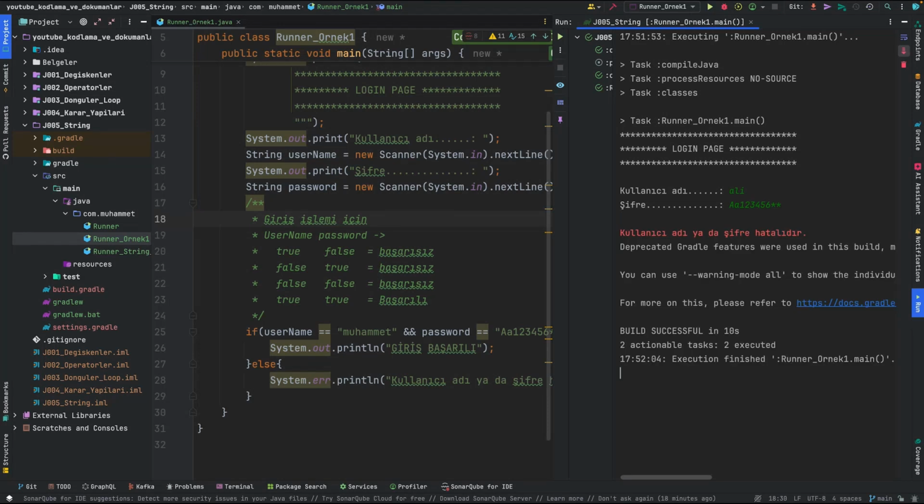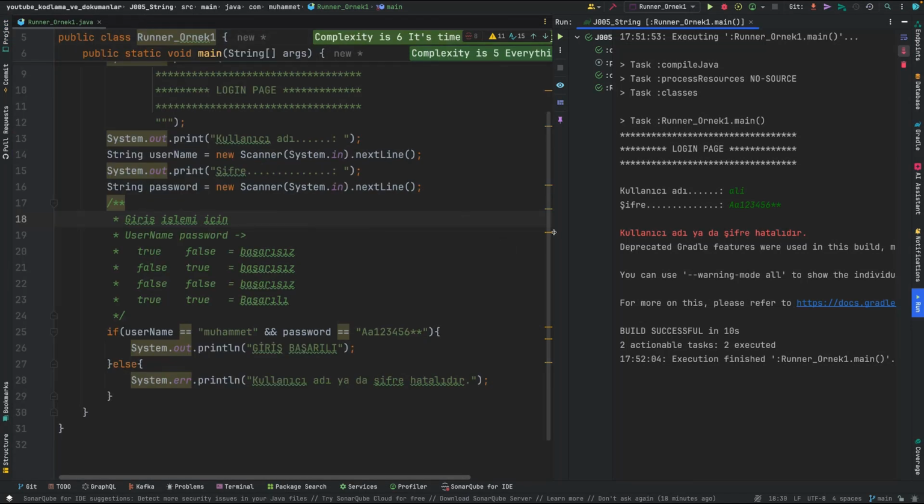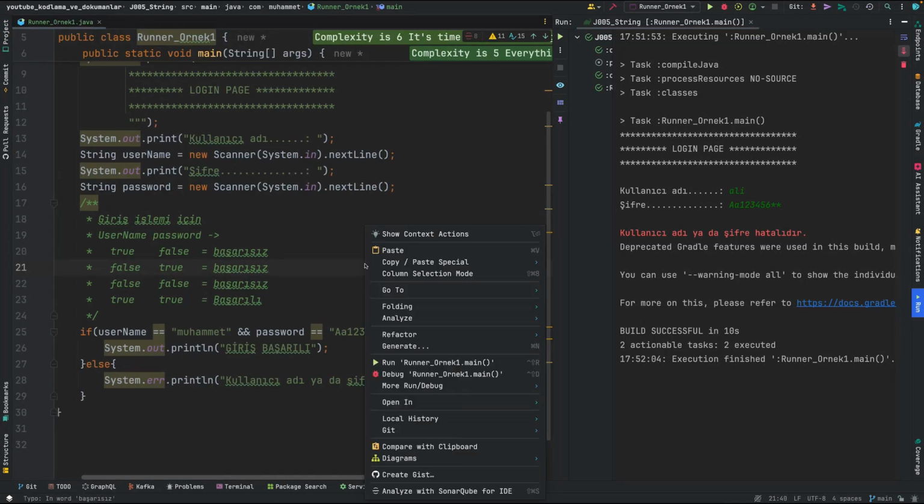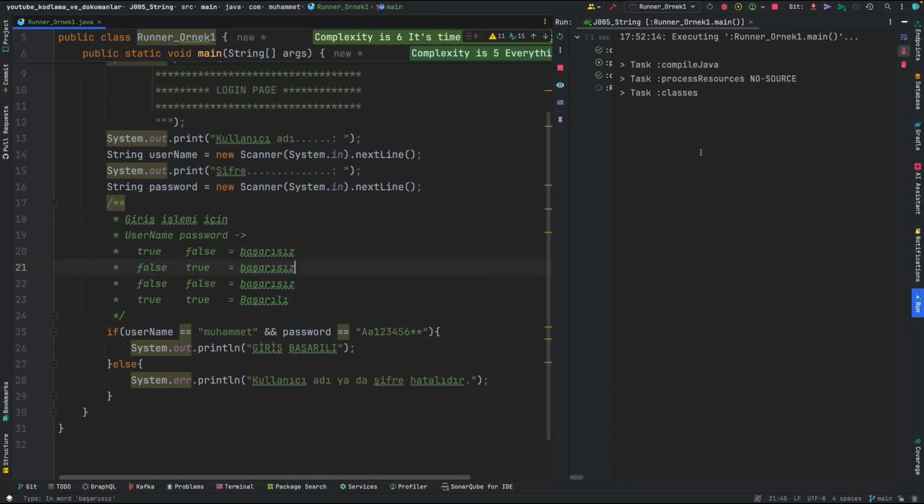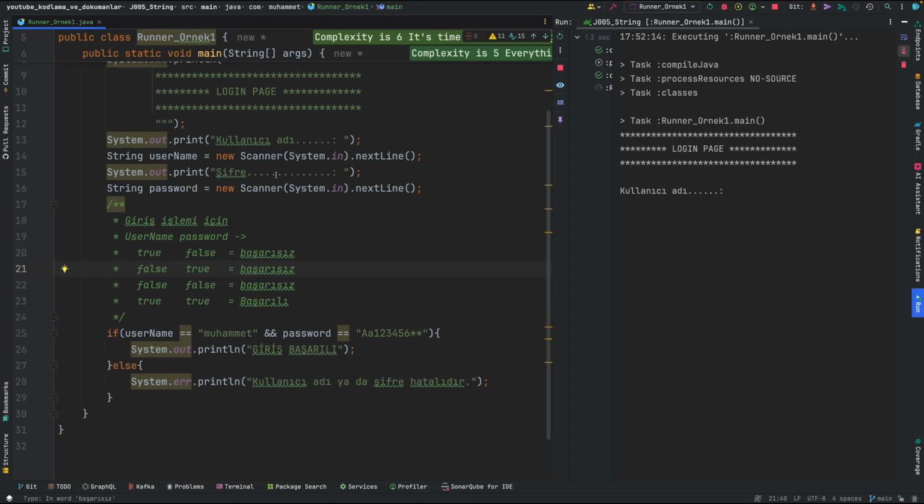345678, I pressed enter, it said username or password incorrect. Is that correct? It's correct. Guys, this part is correct, but there's a problem here. Let's get to the problem. Here, I'll enter it correctly. This time I'll enter the information correctly.